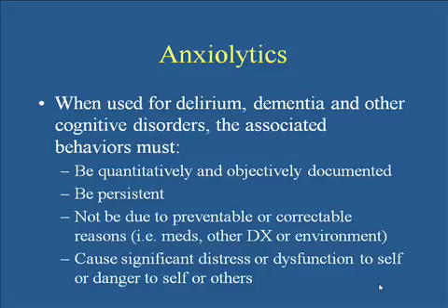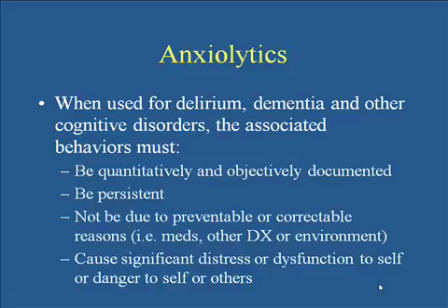We need to remember that when these agents are used for symptoms of delirium, dementia, and other cognitive disorders, those behaviors, just like with the antipsychotics, have to be quantitatively and objectively documented. So again, we want to say exactly what the patient is doing. How is this anxiety or delirium or dementia, or whatever disorder we're treating the symptoms of, showing up? What are those symptoms? And how many times per shift or per time period are those behaviors being exhibited? Those have to be monitored to justify continued use of these medications.